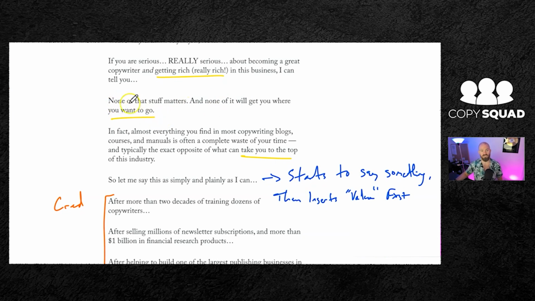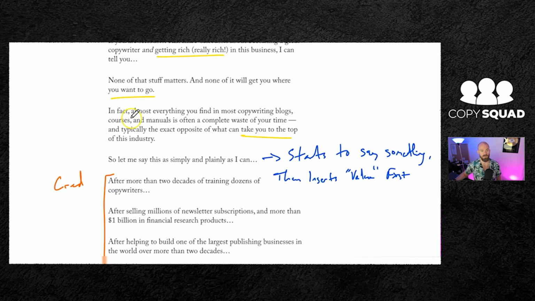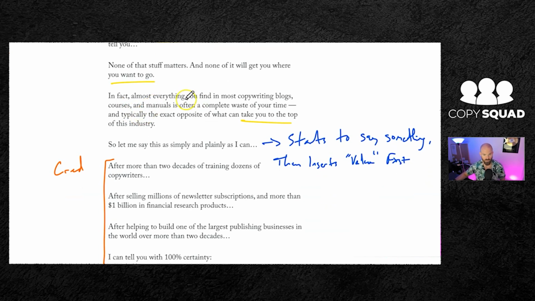So even whenever he says none of that matters, look what's hitched right behind it: none of it will get you where you want to go. A reminder of the promise here. In fact, almost everything you find in most copywriting blogs, courses, and manuals is often a complete waste of your time, and typically the exact opposite of what can take you to the top of this industry.